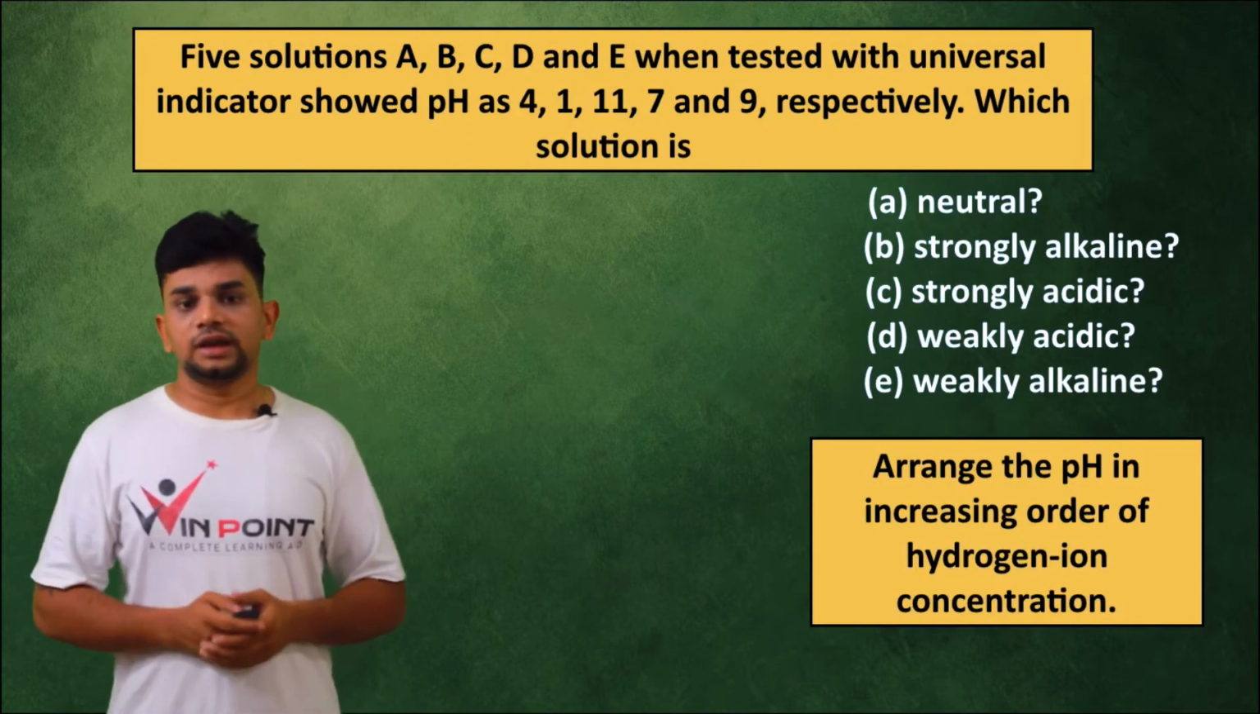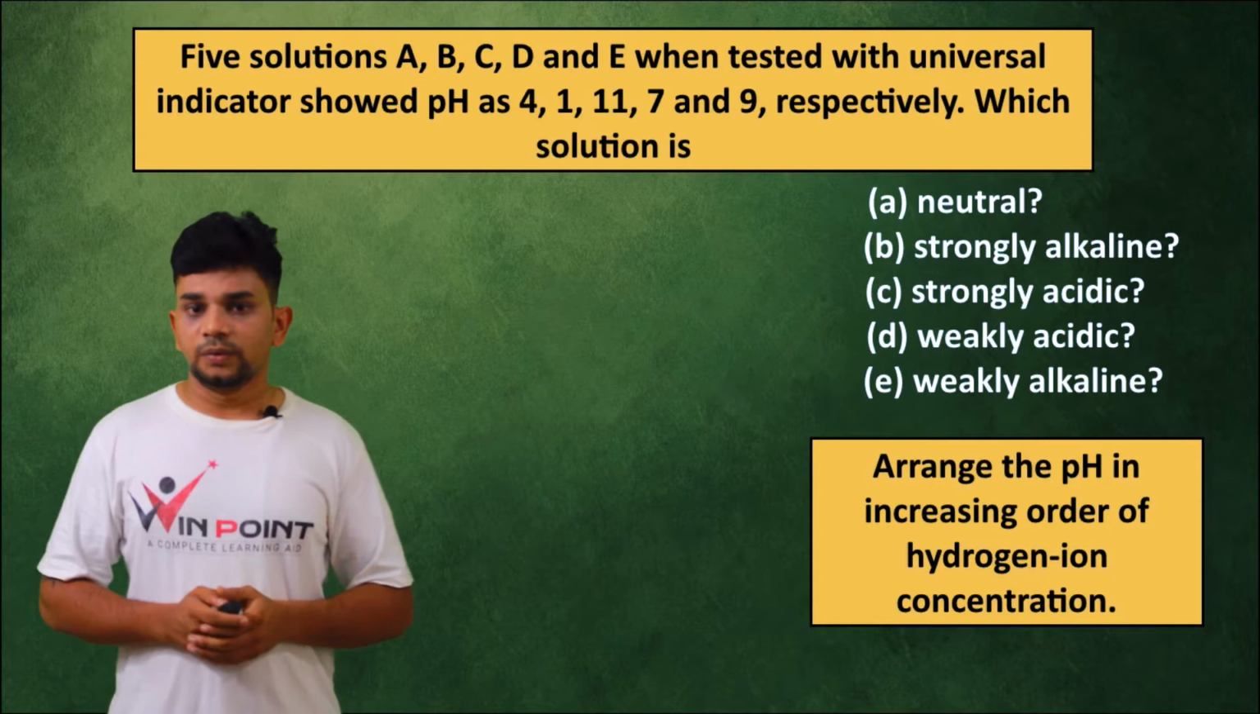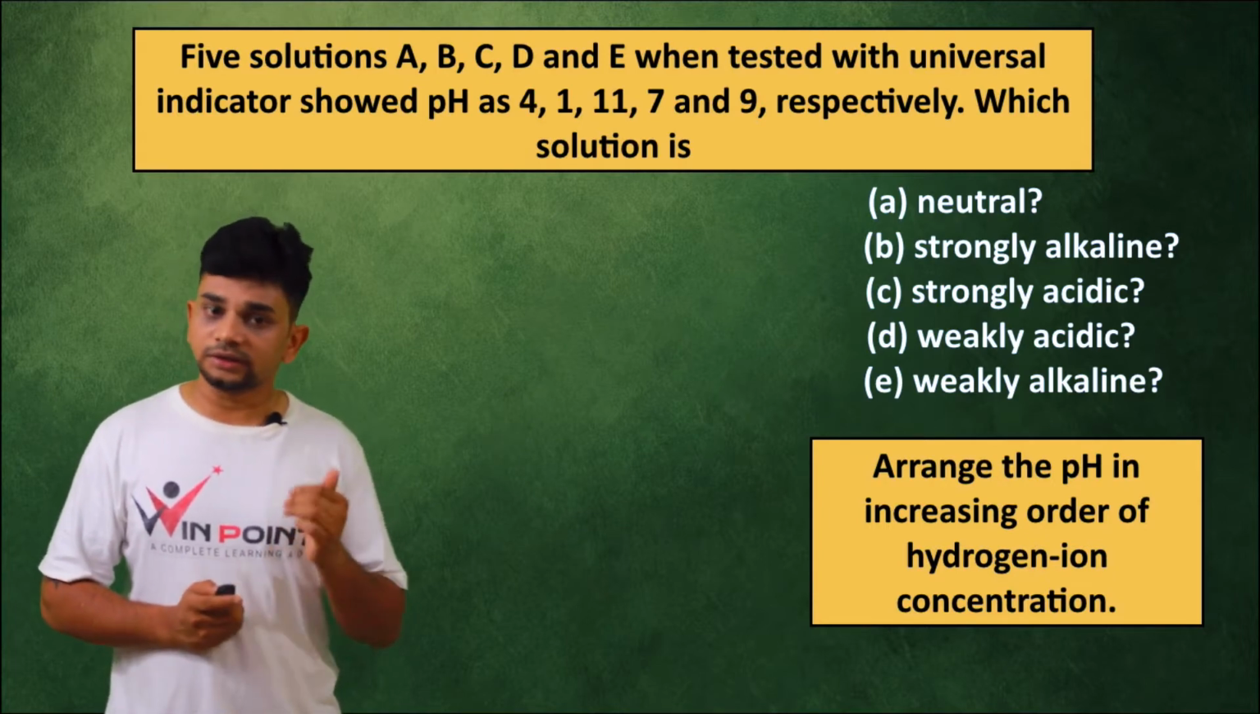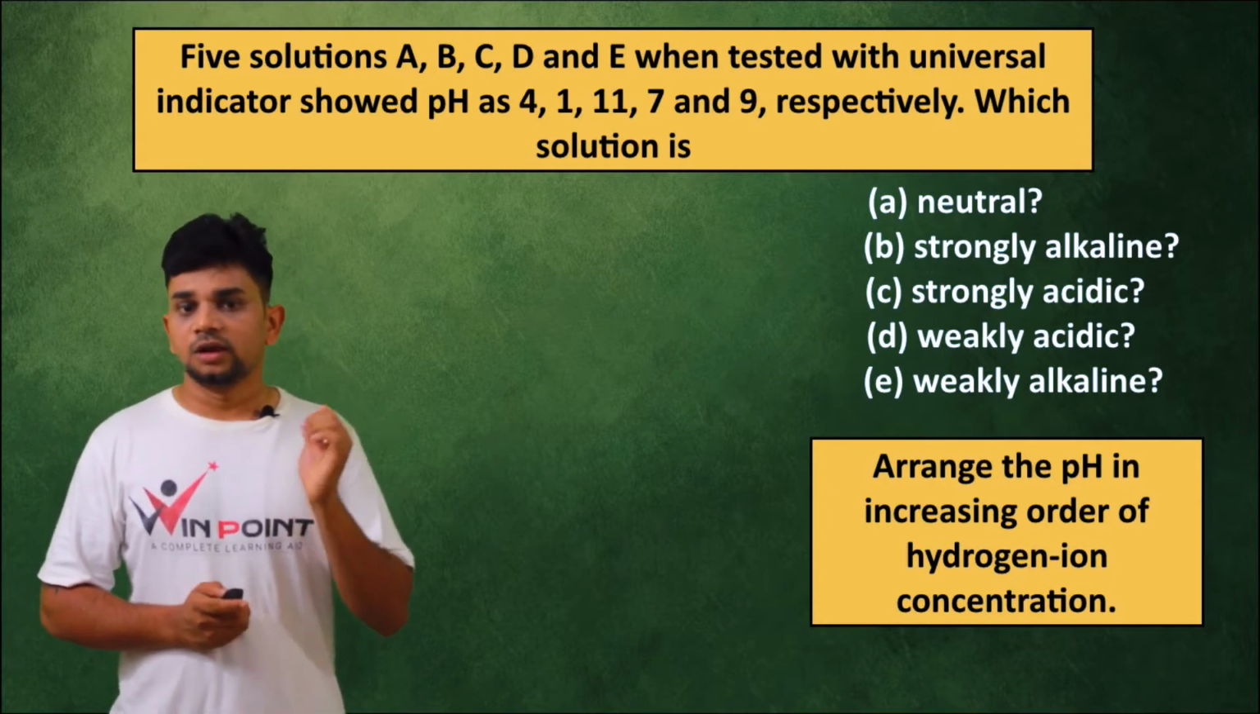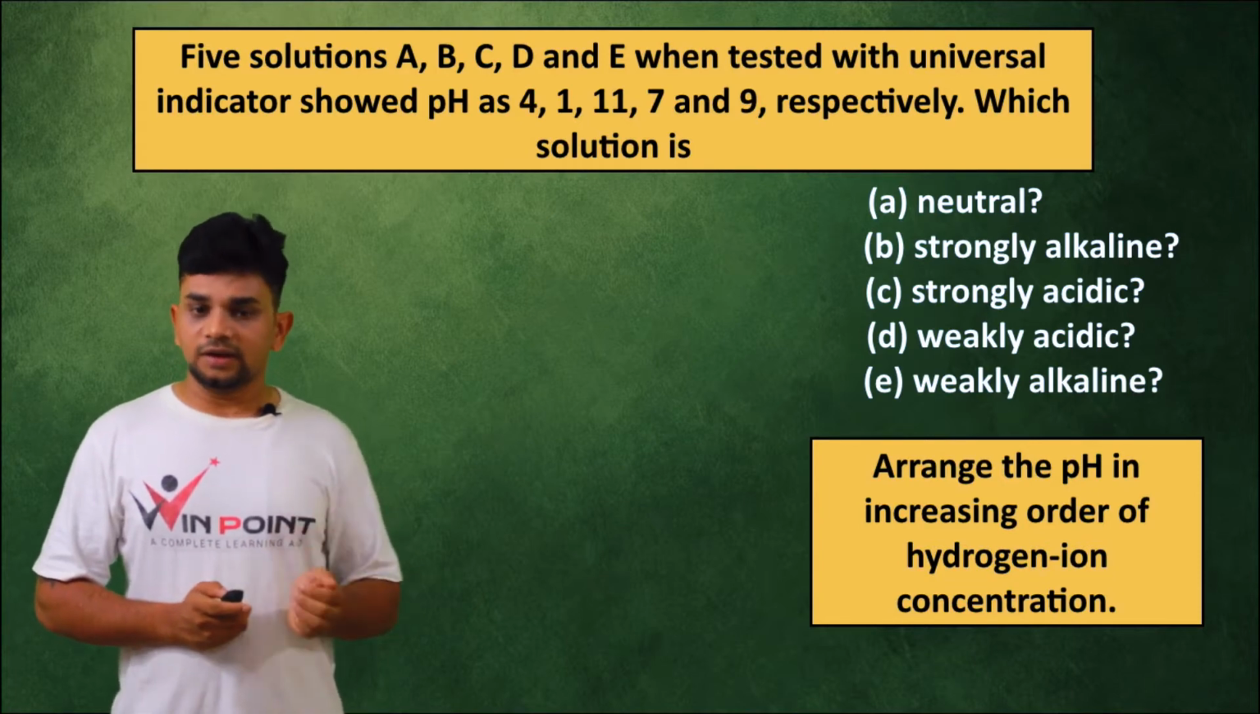Five solutions A, B, C, D and E when tested with universal indicator showed pH as 4, 1, 11, 7 and 9.